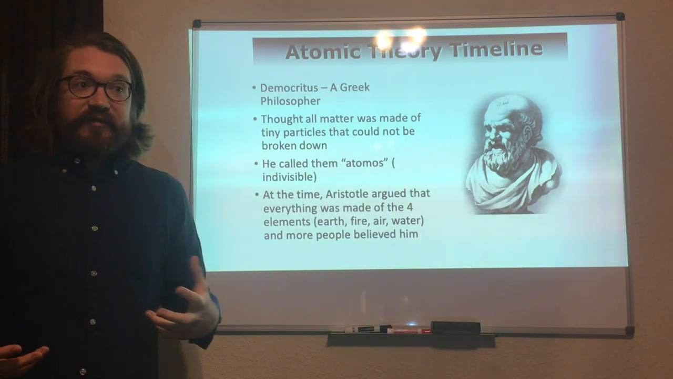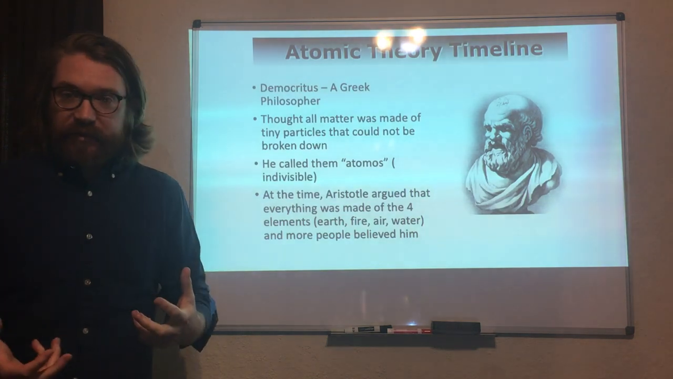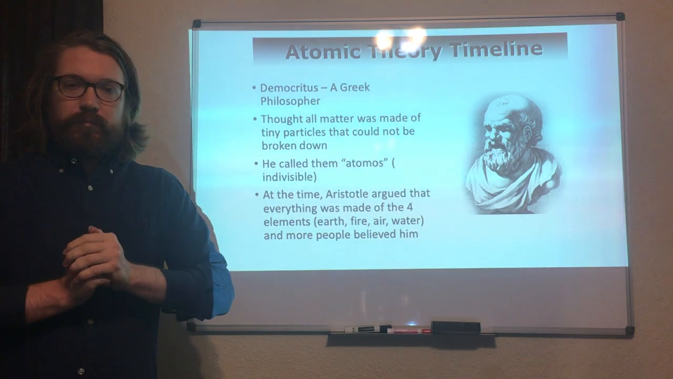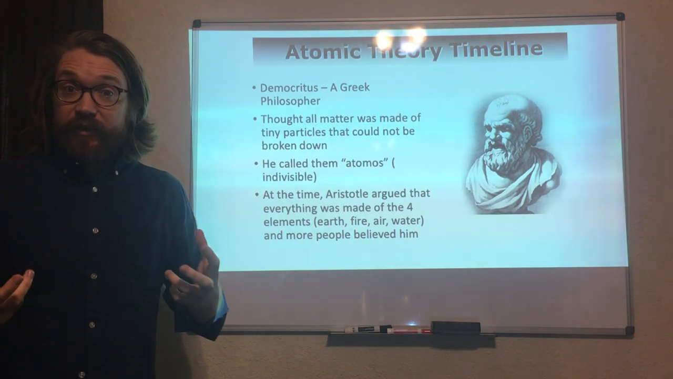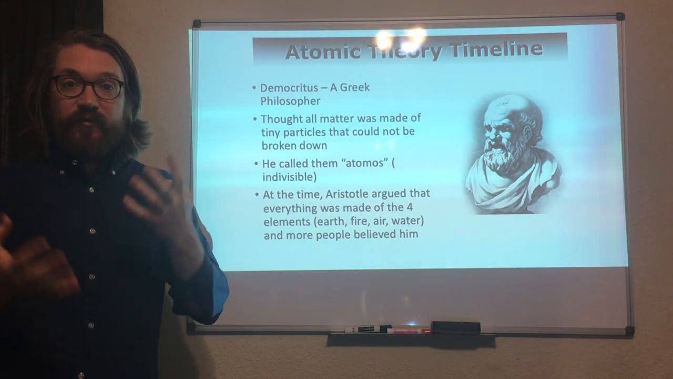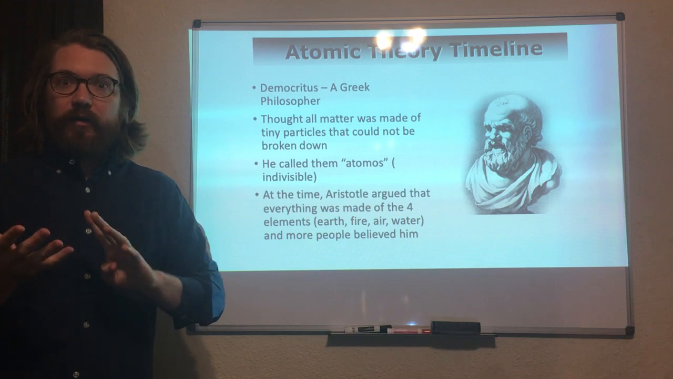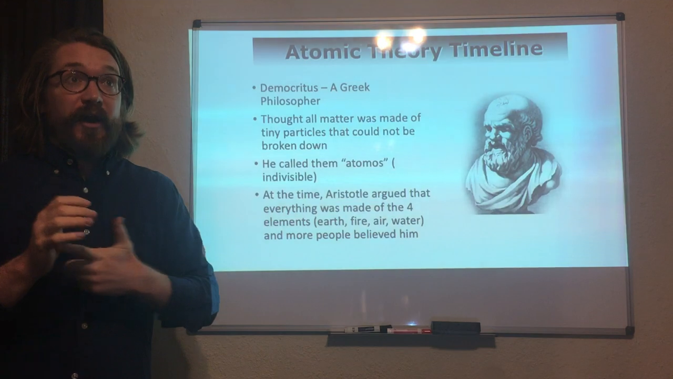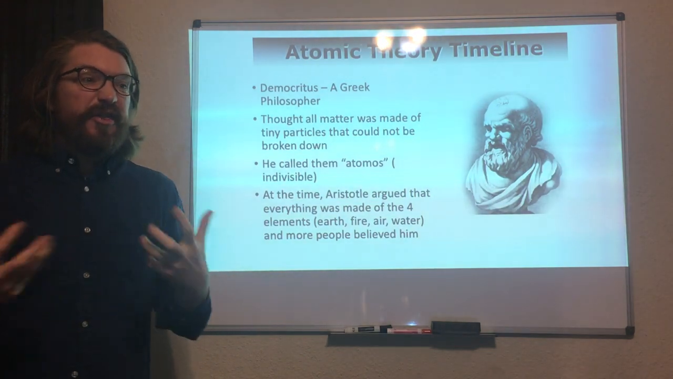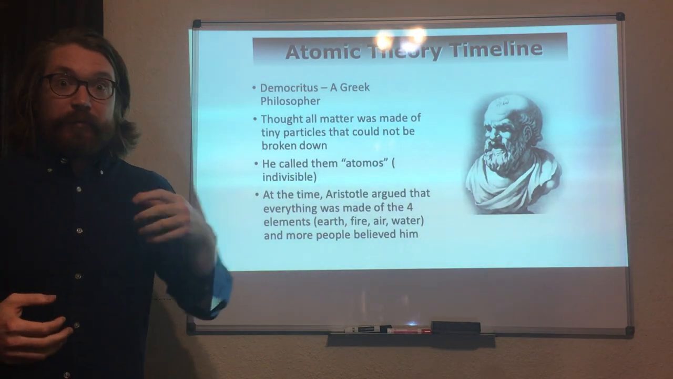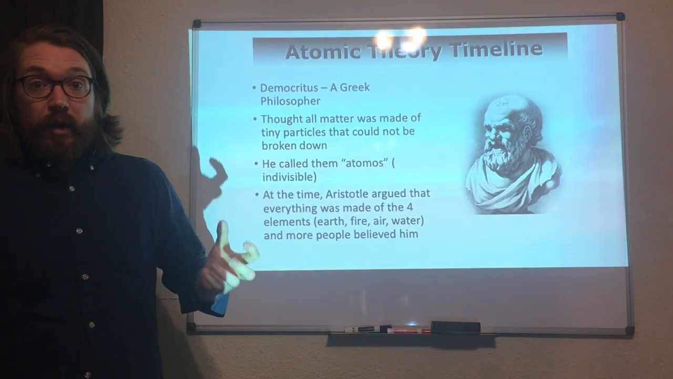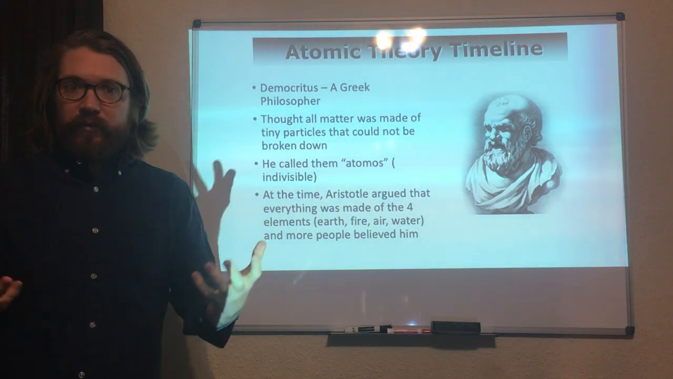Interesting to note is that one of his big rivals at the time was this guy named Aristotle. Aristotle was much more famous, and Aristotle's theory was that stuff was made of the four elements: earth, fire, wind, and water. He said all things were composed of that. For example, a rock was made up of solely earth, and water was made up of solely water. But we as humans were made of all four of them.